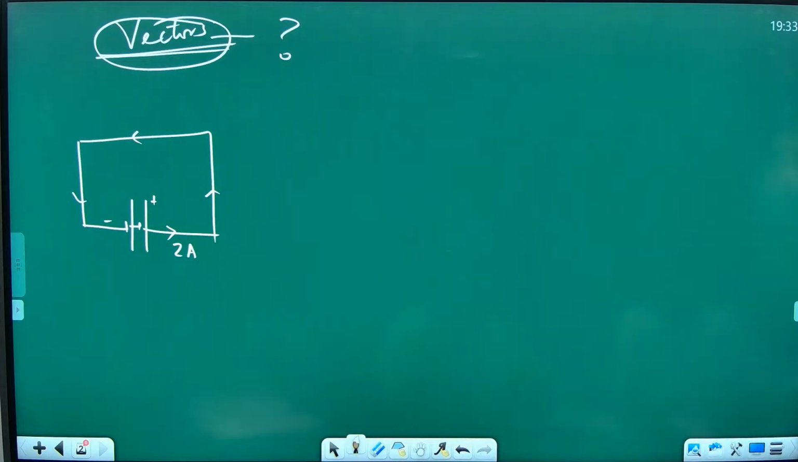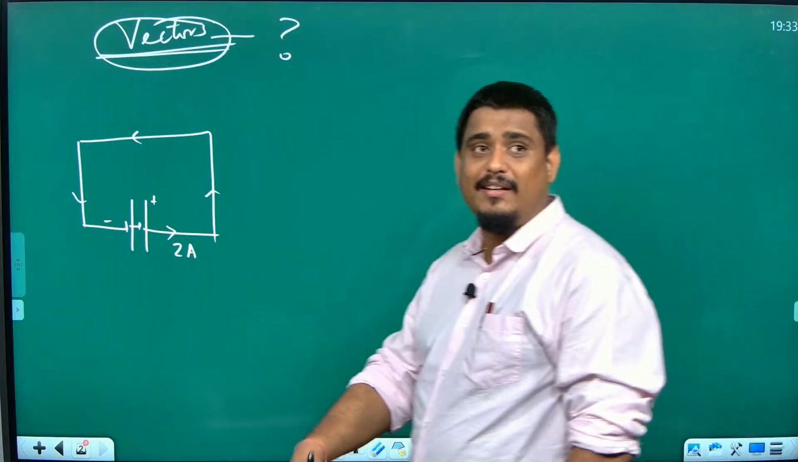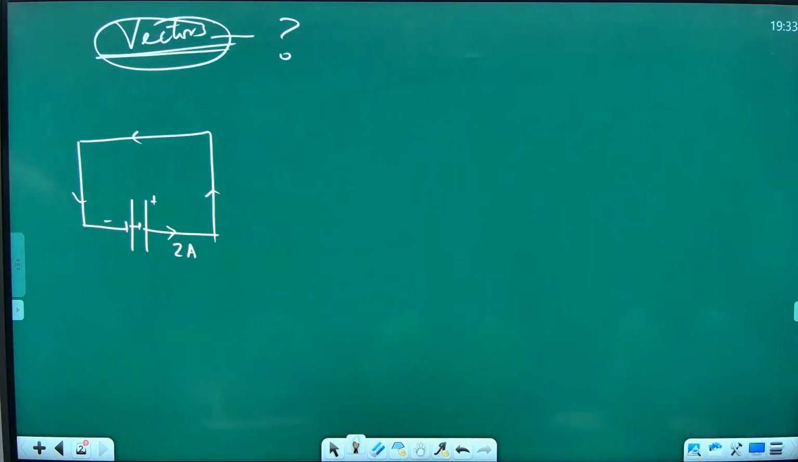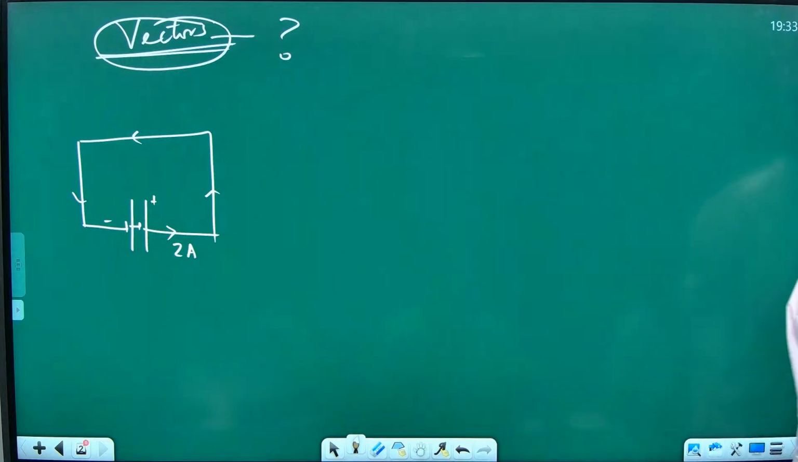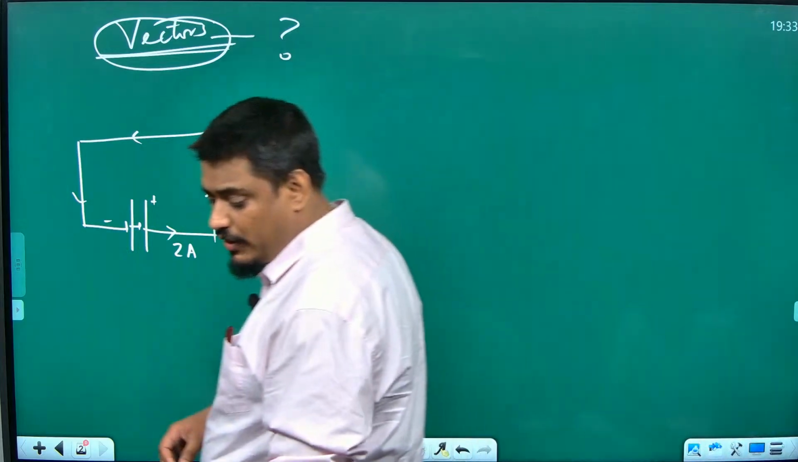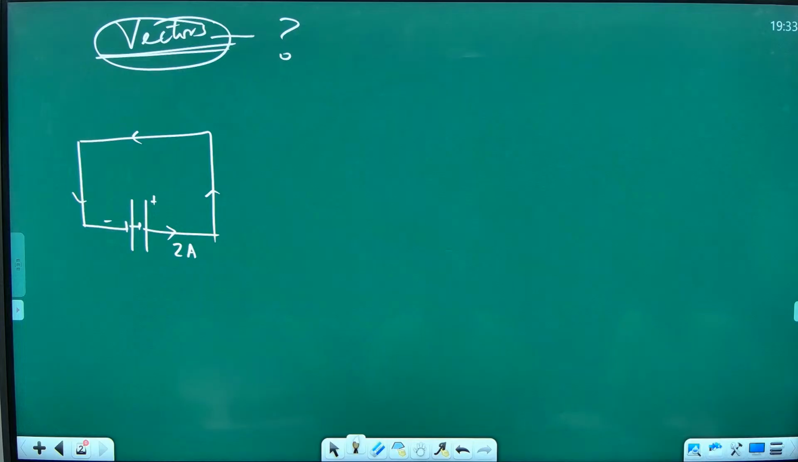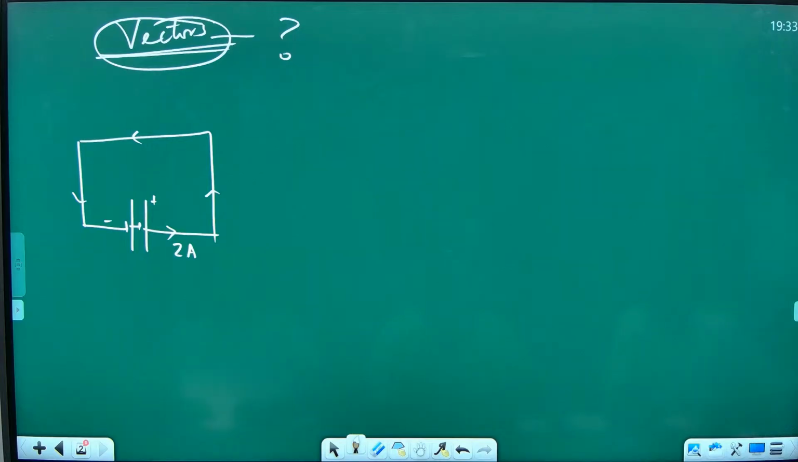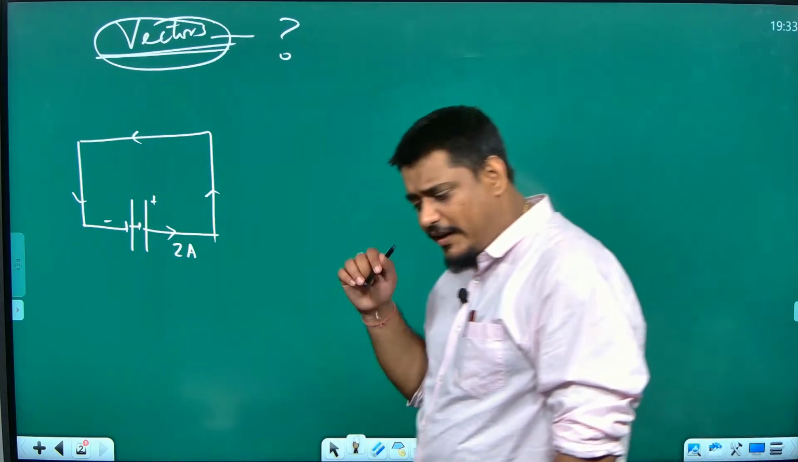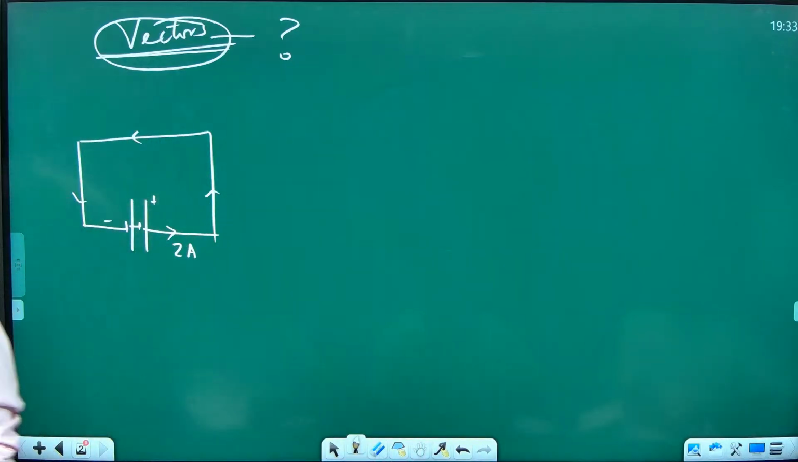Vector quantities are those quantities. Everybody start writing fast. Vector quantities are those quantities which have magnitude, direction and obey vector laws of operations. I will repeat. Vector quantities are those quantities which have magnitude, direction and obey vector laws of operations. Now today in our class we will learn about vector laws of operations.